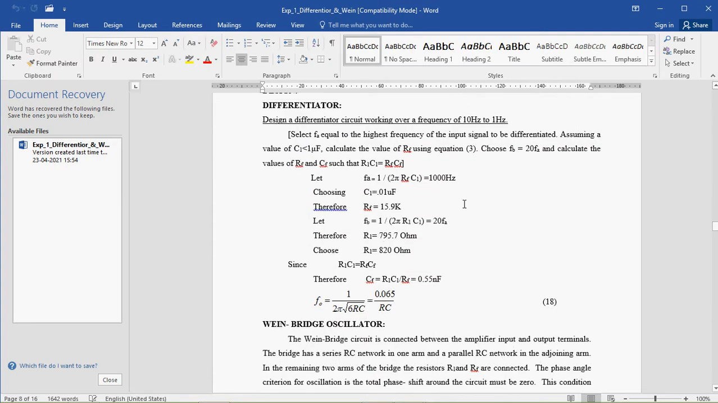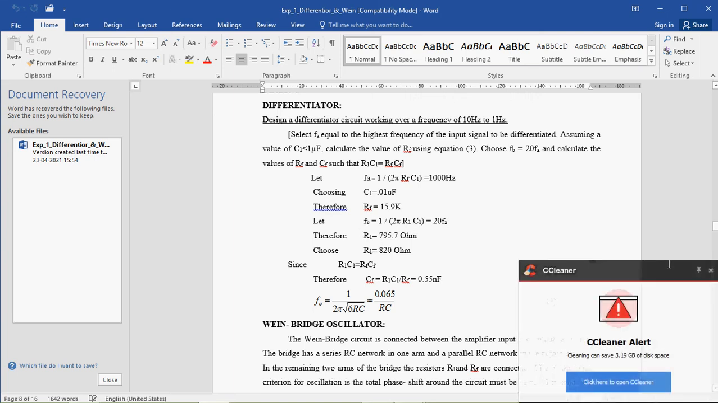So the differentiator will act as a high pass filter. We know the formula for FA, that is equal to 1 divided by 2 pi RF C1. This is 1000 Hertz. We have assumed C1 as 0.01 microfarad. From this find out RF, and we know what FB is. From this, FB is 20 FA. So from this find out R1.